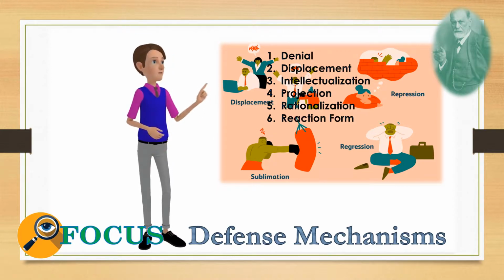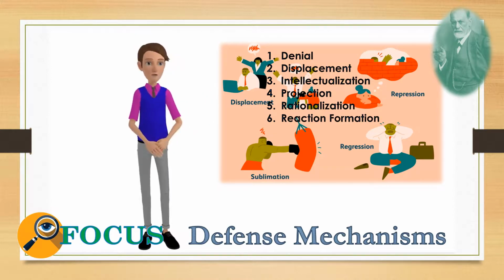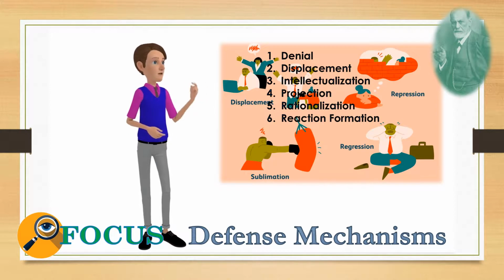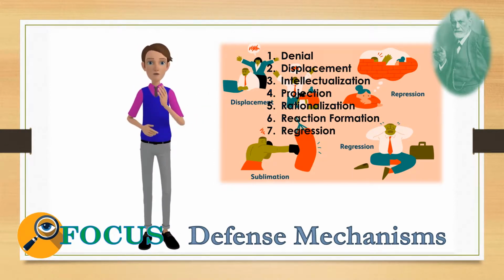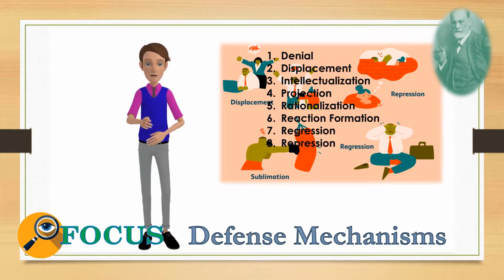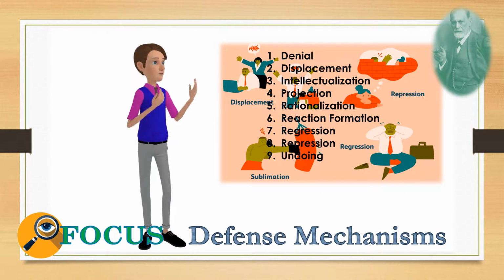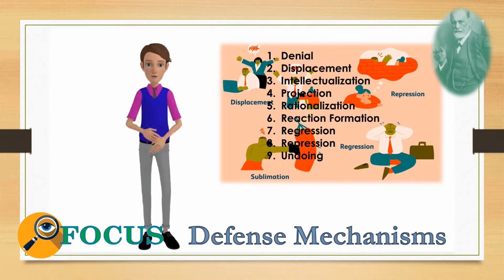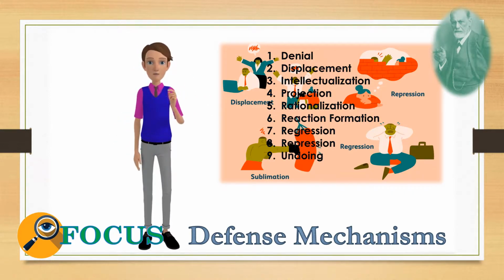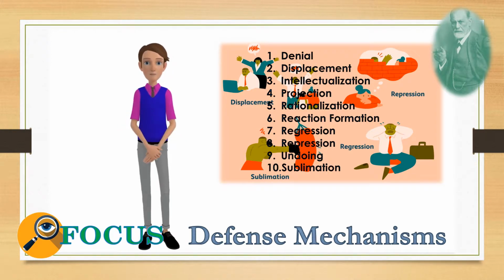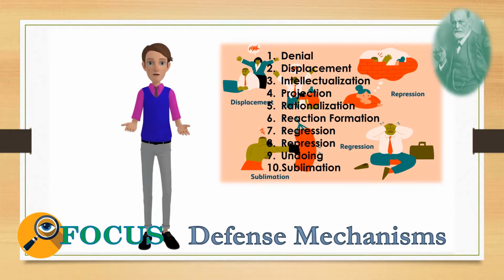6. Reaction formation is taking the opposite belief because the true belief causes anxiety. 7. Regression is going back to a previous stage of development. 8. Repression is pushing uncomfortable thoughts out of conscious awareness. 9. Undoing is trying to cancel out or remove an unhealthy, destructive or otherwise threatening thought or action by engaging in contrary behavior. 10. Sublimation is redirecting wrong urges into socially acceptable actions.